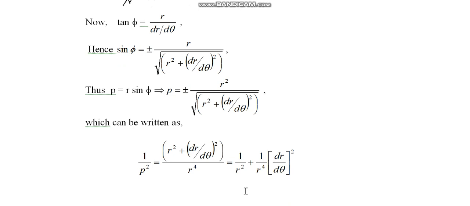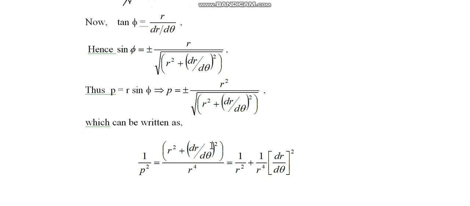So substituting this relation in equation 1, p is equal to r sin phi, we have p is equal to r into sin phi, that is p is equal to r square divided by square root of r square plus dr by d theta whole square. And inverting this relation, we can write 1 by p square is equal to, what you can say, r square plus dr by d theta whole square.